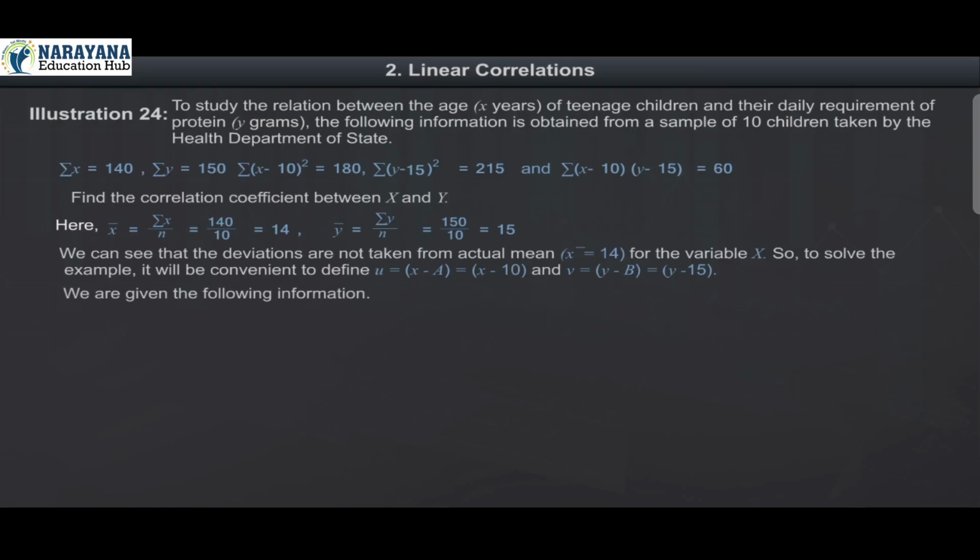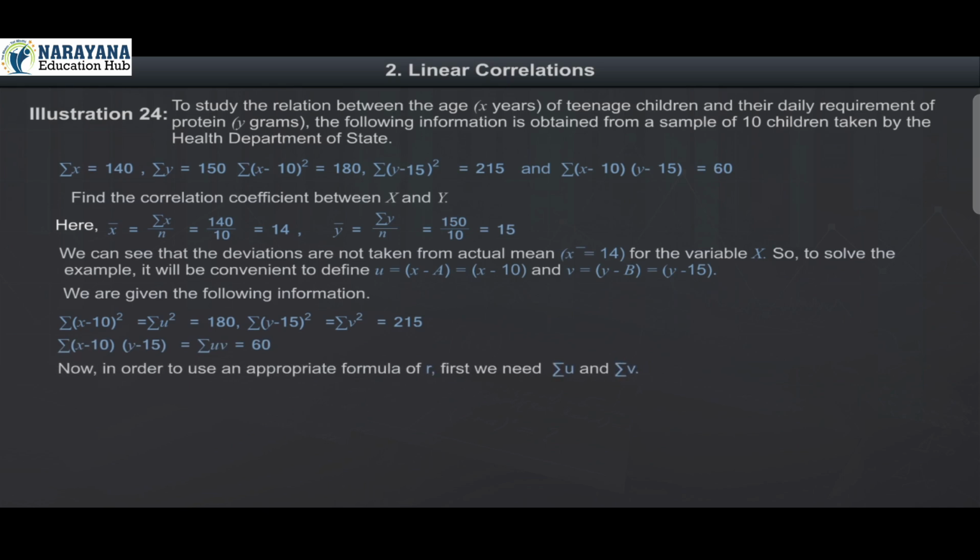We are given the following information. Sigma (x minus 10) whole square is equal to sigma u square is equal to 180. Sigma (y minus 15) whole square is equal to sigma v square is equal to 215. Sigma (x minus 10)(y minus 15) is equal to sigma uv is equal to 60. Now, in order to use an appropriate formula of r, first we need sigma u and sigma v.